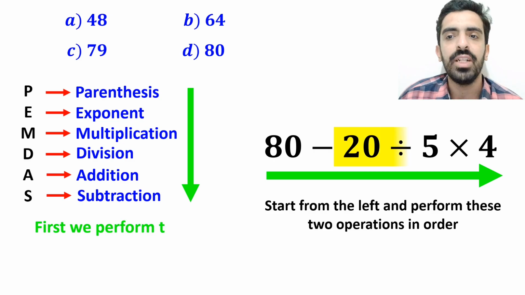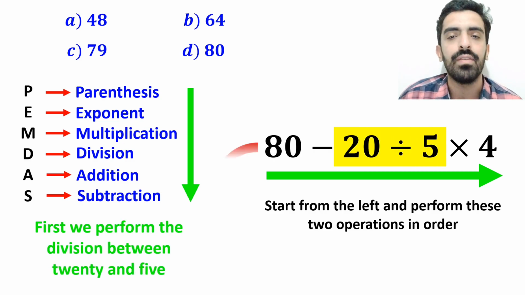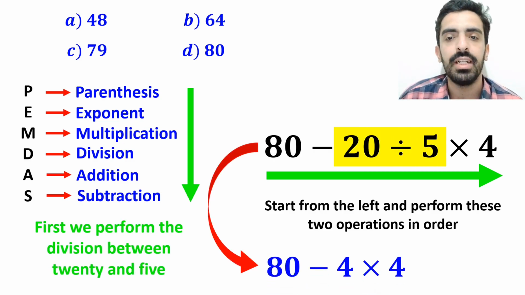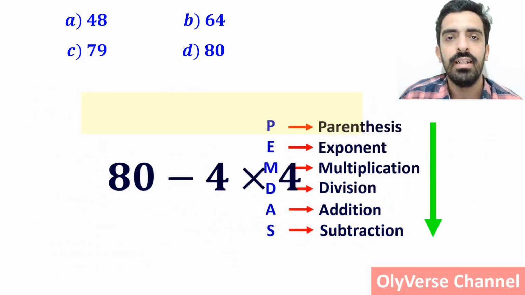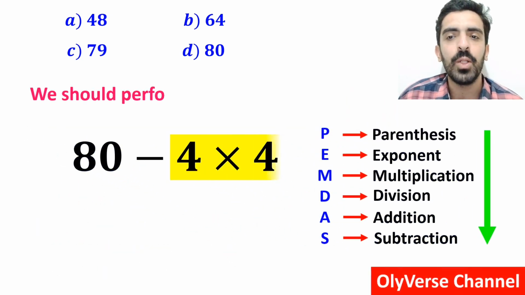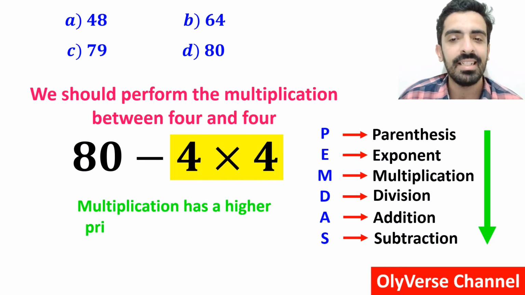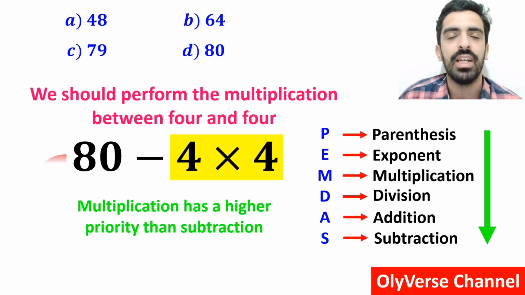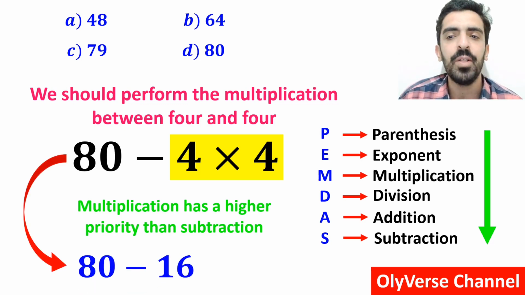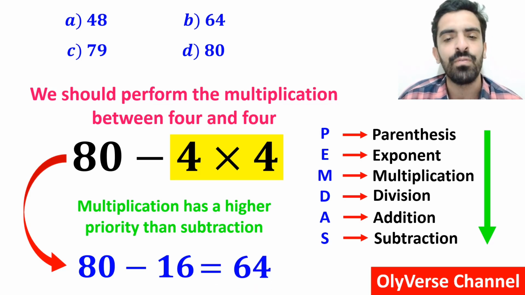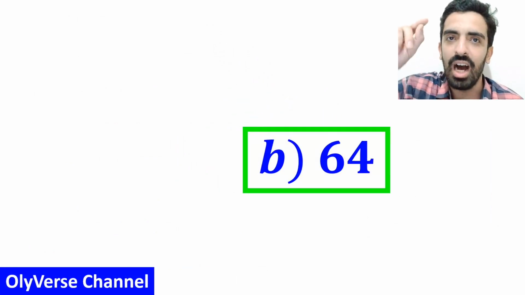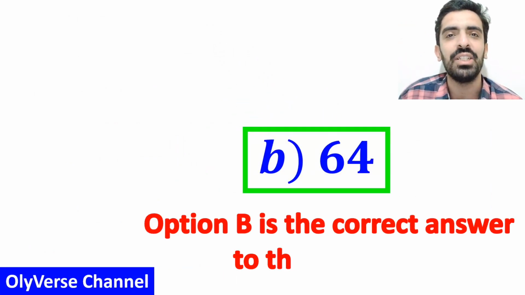So, first we perform the division between 20 and 5, and instead of this expression, we can write 80 minus 4 multiplied by 4. And the next step, we should perform the multiplication between 4 and 4, because multiplication has a higher priority than subtraction. So, this expression simplifies to 80 minus 16, which finally gives us the answer 64. Therefore, option B is the correct answer to this question.